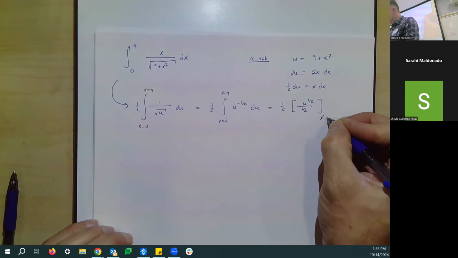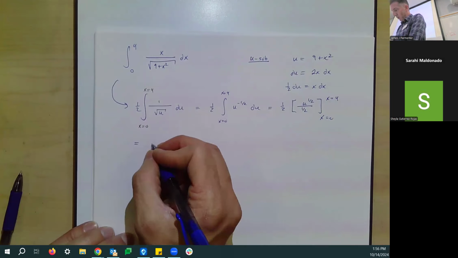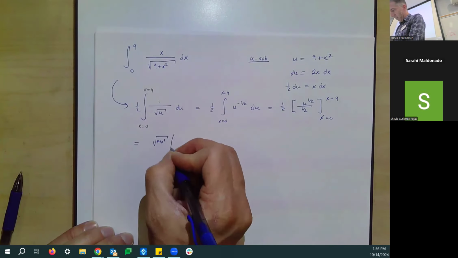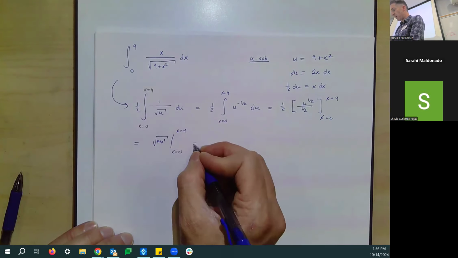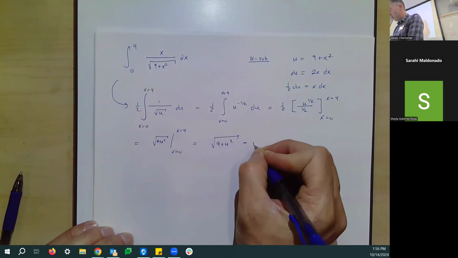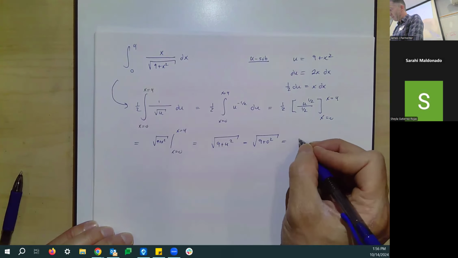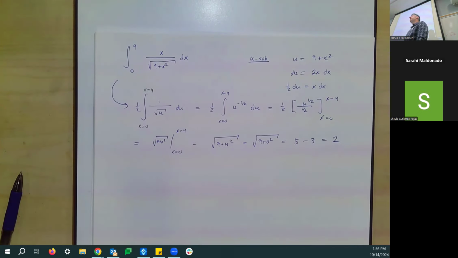From x equals 0 to x equals 4. That's going to be the square root of u, which is the square root of 9 plus x squared from x equals 0 to x equals 4. And then you can plug in and get the square root of 9 plus 4 squared minus the square root of 9 plus 0 squared, which is the square root of 25 minus the square root of 9, which is 2. This is not my preferred way of doing it, but it's fine.